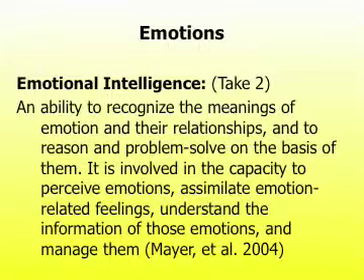And a second definition of emotional intelligence is more specific, but it's nice to have that first one under your belt before you see this one. This complicates it a little bit. It says, emotional intelligence is an ability to recognize the meanings of emotion in their relationships and to reason and problem solve on the basis of them. It is involved in the capacity to perceive emotions, assimilate emotion-related feelings, understand the information of those emotions, and manage them. Right? So you've got perception, assimilating those emotions into your understanding of the world, and managing those emotions.